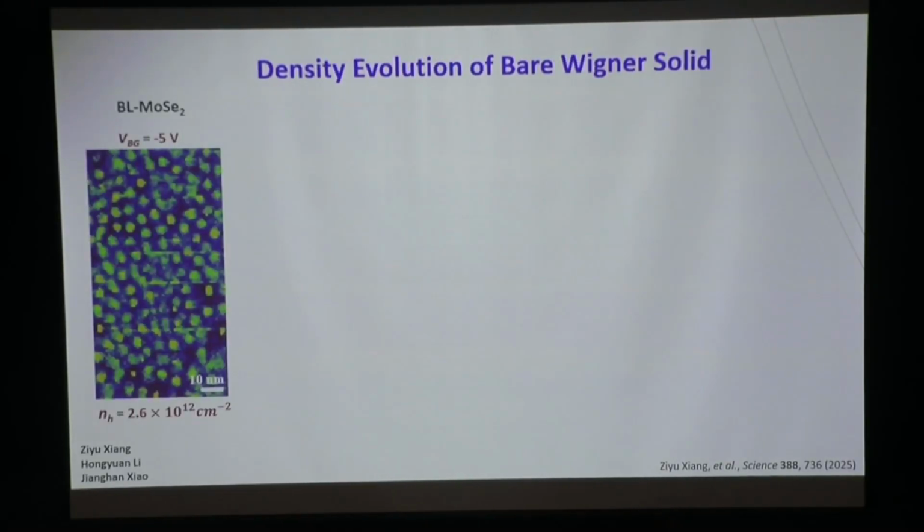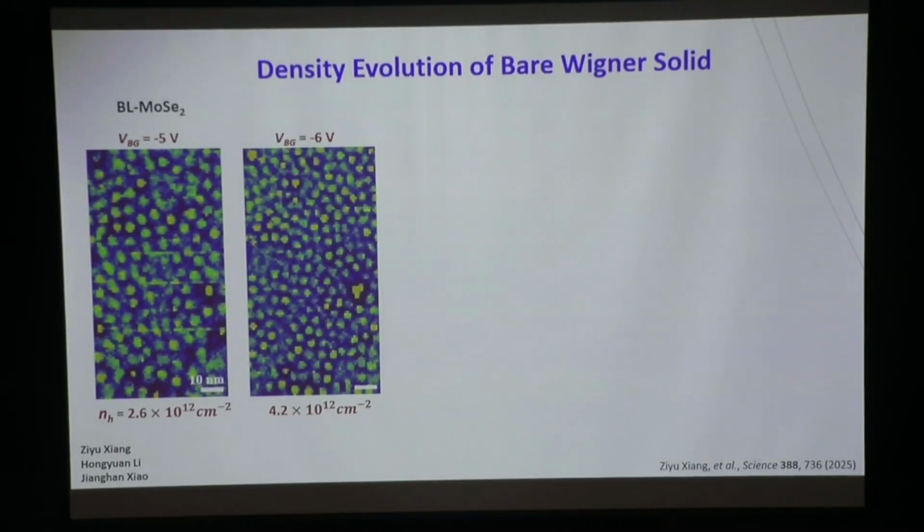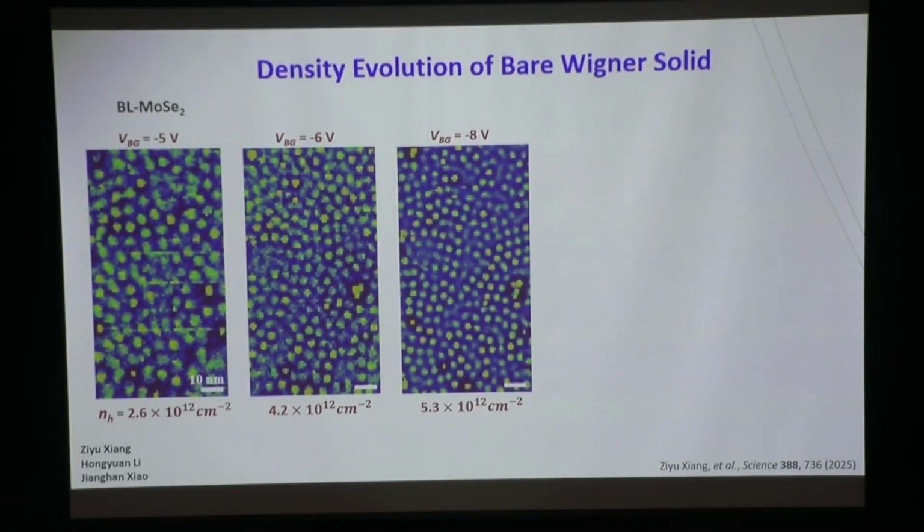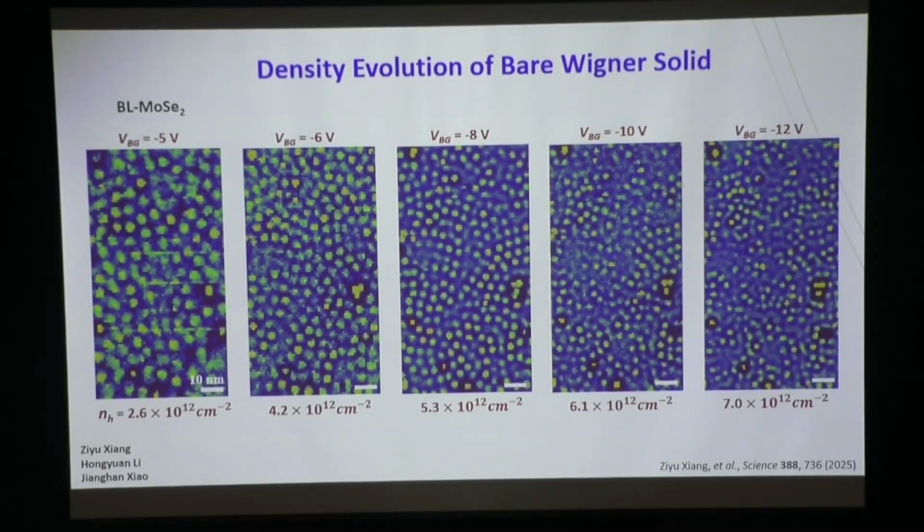And so what we can do now is we can add more holes to it and see what happens. And that's what we did. So here I have 2.6 times 10^12 holes, 4 times 10^12, 5, 6, 7 times 10^12 holes per square centimeter.